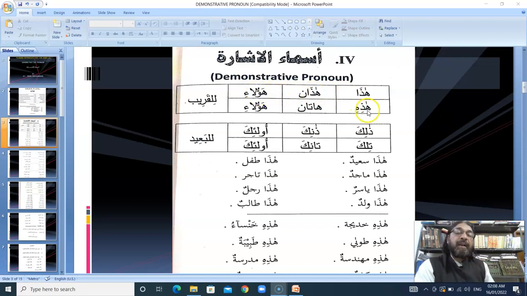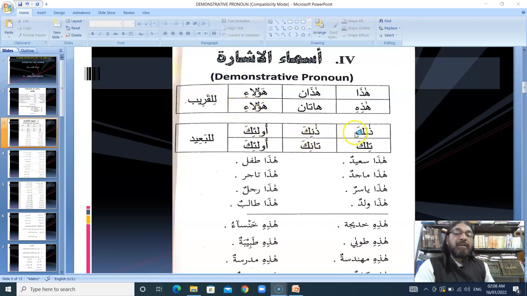Then the second line, Hadhihi, for female, and this is also for near indications. Hatani, these 2, Hadhihi, this, Hatani, these 2, Haulai, these all. So Haulai will be the same in the masculine gender and for the feminine genders for plural form. So you can say Hadhihi bintun, this is a girl. Hatani bintani, these 2 are girls. Haulai banatun, these all are girls.